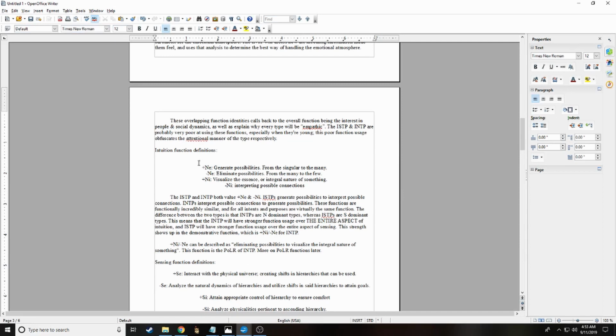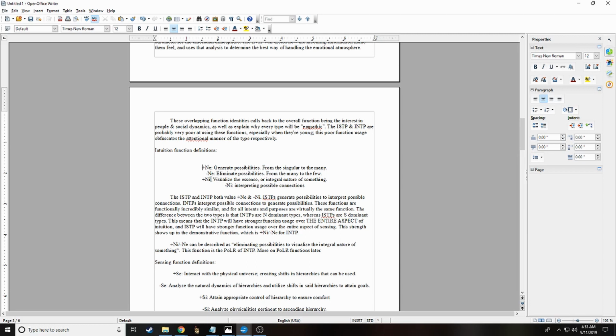Intuition function definitions. Positive NE is generation of possibilities, from the singular to the many. So you take one thing, say you have a red balloon, and from that red balloon, ideas will start generating possibilities, will just keep springing forth. Negative NE is the elimination of possibilities from the many to the few. So negative NE tends to have just infinite possibilities or tons of possibilities in their head, and they just are pulling from them. These functions will work in tandem with their NI counterparts.